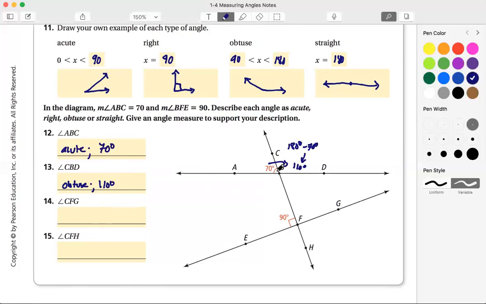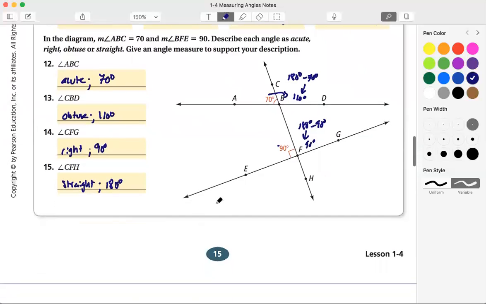All right, CFG. So CFG is, of course, the other side here. So again, we could do 180 degrees because it's a straight angle, minus 90 degrees. That's what makes up the other part, and we get 90 degrees. So this is a right angle because it equals 90 degrees. And then CFH, excuse me, is a straight line. So this is a straight angle, and it equals 180 degrees.